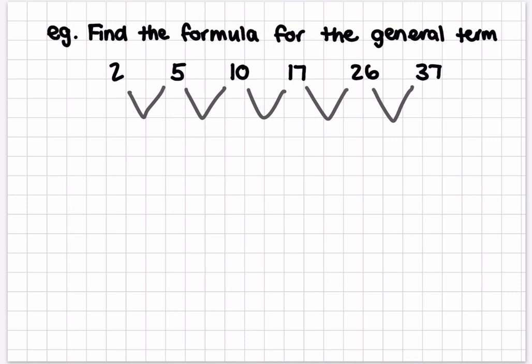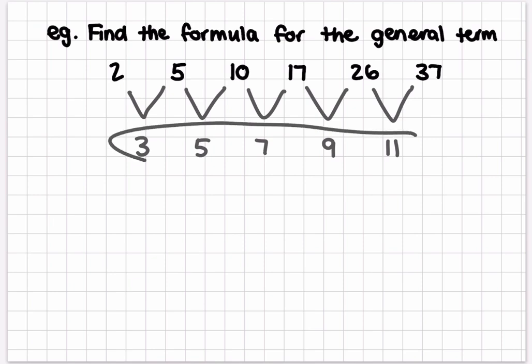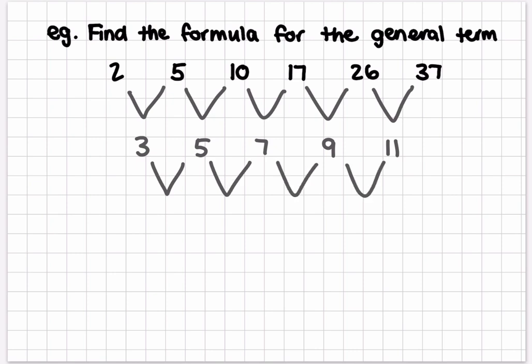So first things first, what's the constant difference between 2 and 5? It's 3. 5 and 10, 5. 10 and 17, 7. 17 and 26, 9. 26 and 37, 11. Then we know that this is not constant, so we're going to do it again. Let's map this out. Then, between 3 and 5 is 2. Between 5 and 7 is 2. Between 7 and 9, 2. 9 and 11, 2. Now that we have this, we can use these formulas.